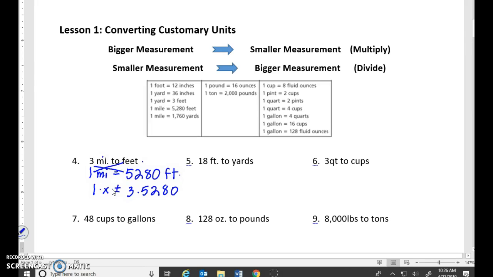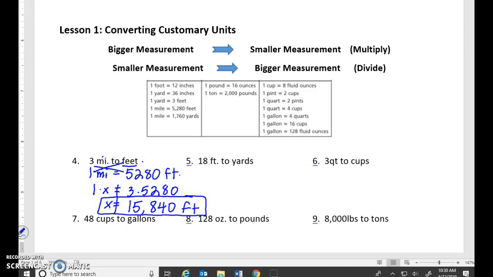Okay, draw your line. Let's solve this. 1 times x will be 1x, and I write that down as what? X. Just x. X equals, what's 3 times 5,280? 15,840. And my label will be feet, because I go back to here and I'm going 3 miles to blank feet, to 15,840 feet. So put a box around that. That's right. Now I want you to do number 5 and then come back and we'll check it.